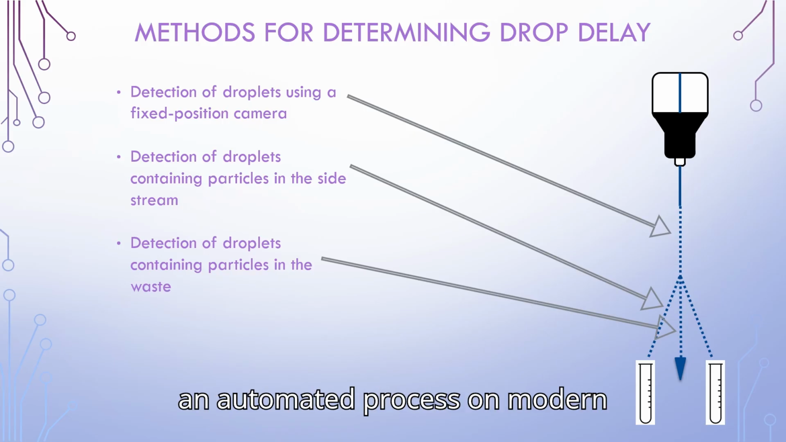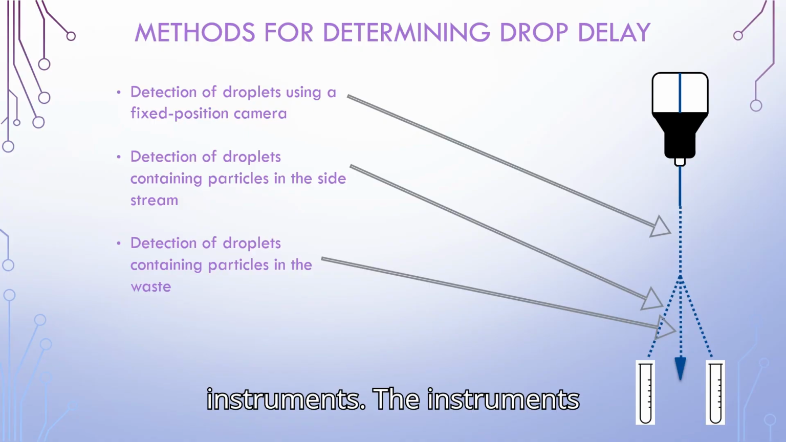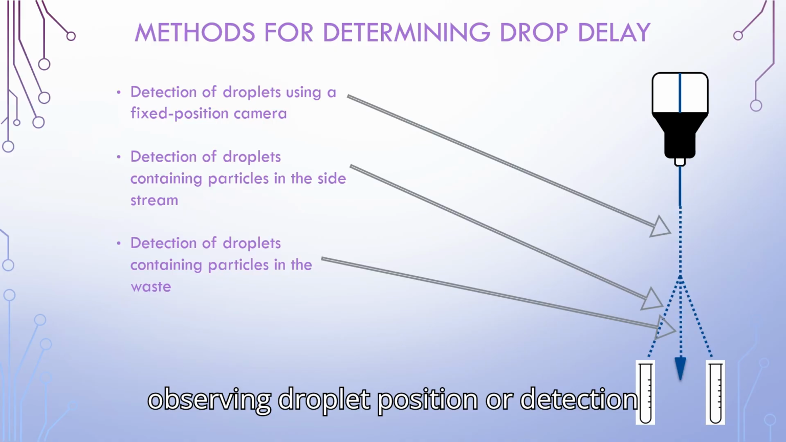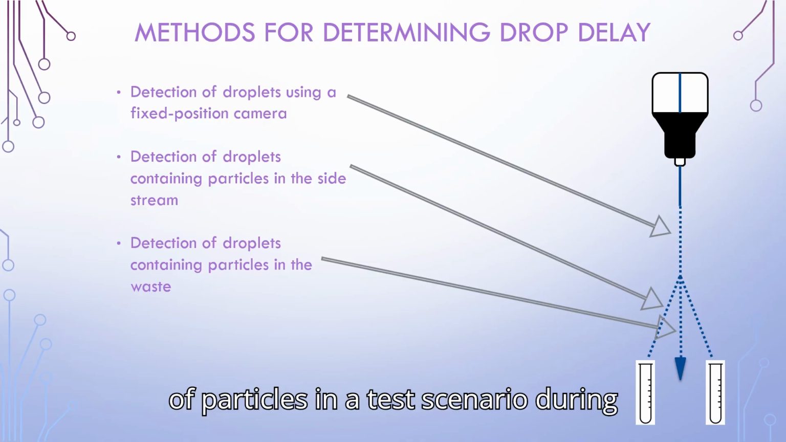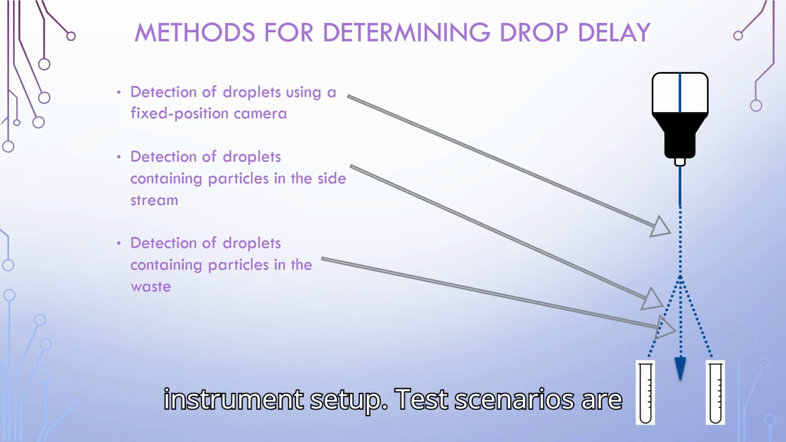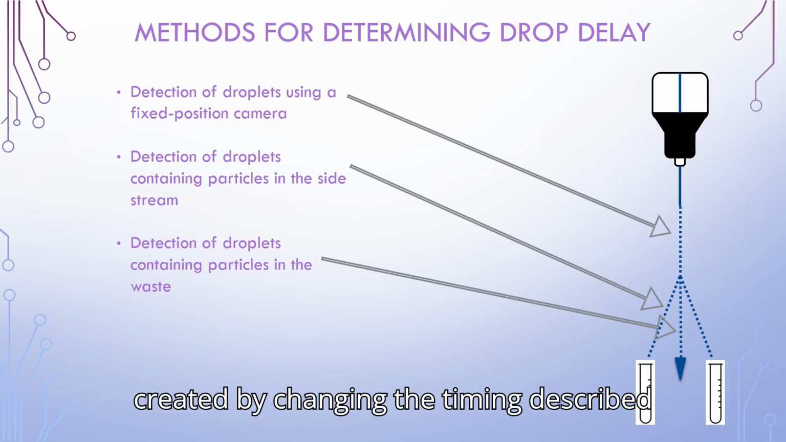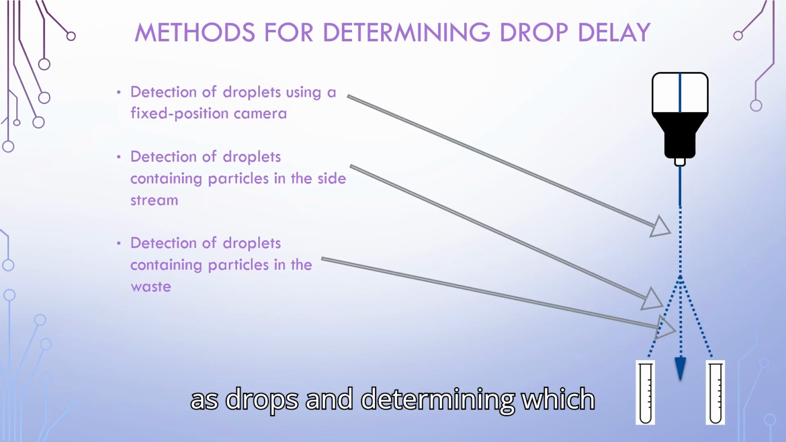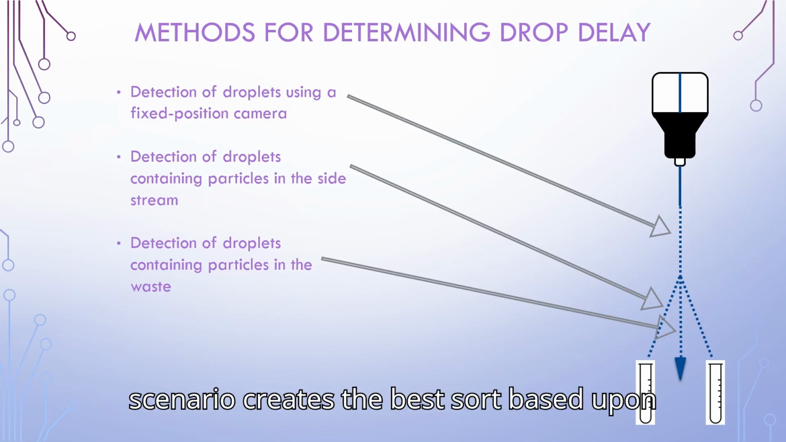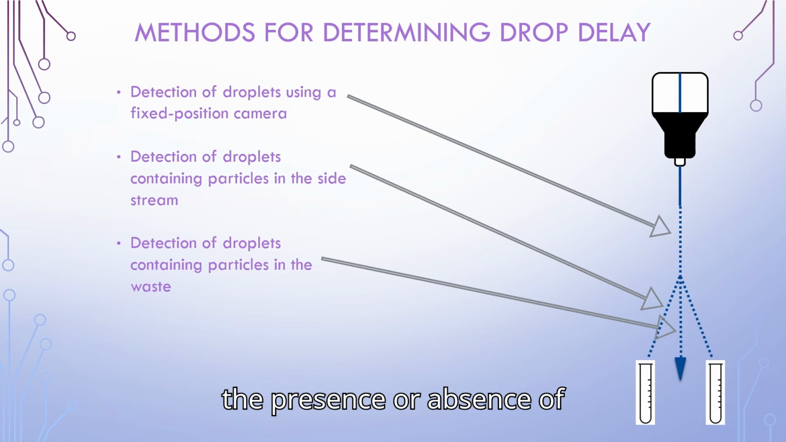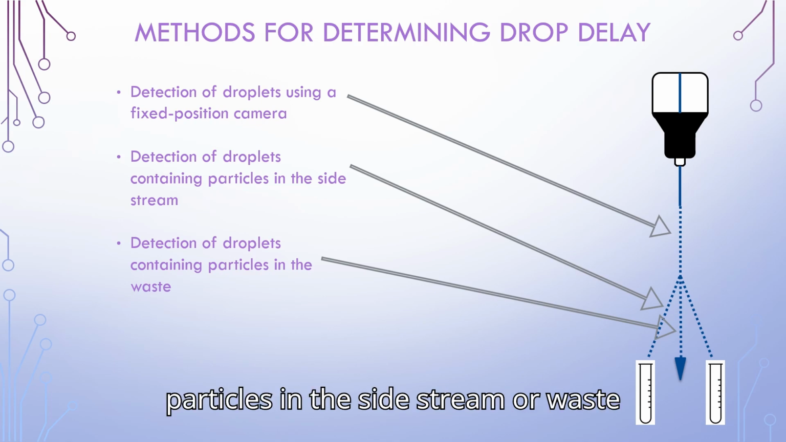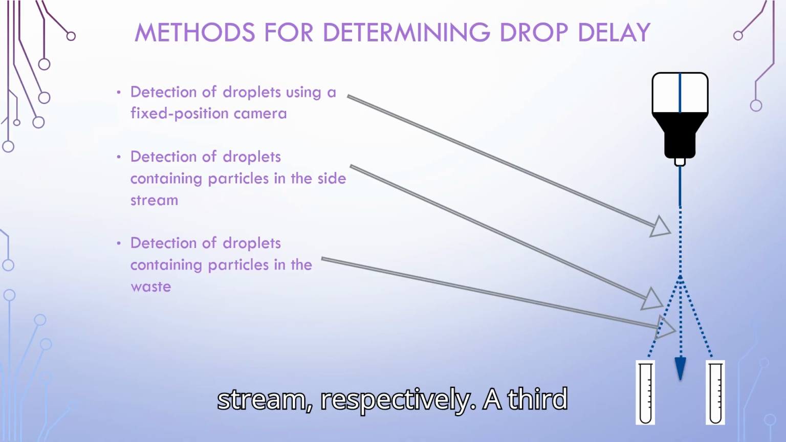Thankfully, this is now an automated process on modern instruments. The instruments calculate the droplet period by observing droplet position or detection of particles in a test scenario during instrument setup. Test scenarios are created by changing the timing, described as drops, and determining which scenario creates the best sort based upon the presence or absence of particles in the side stream or waste stream, respectively.